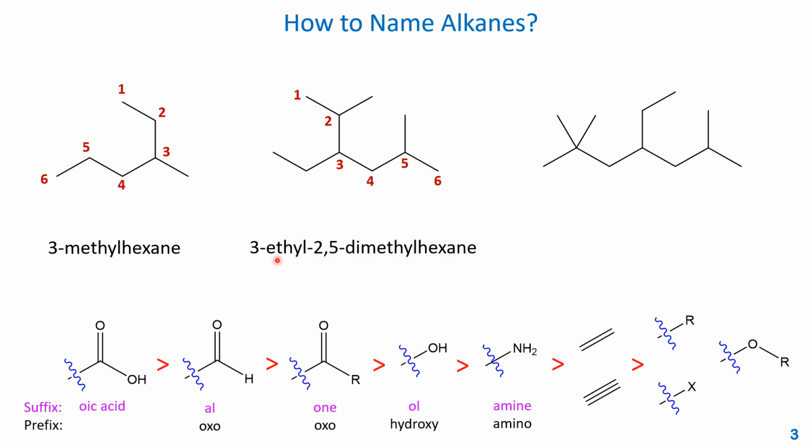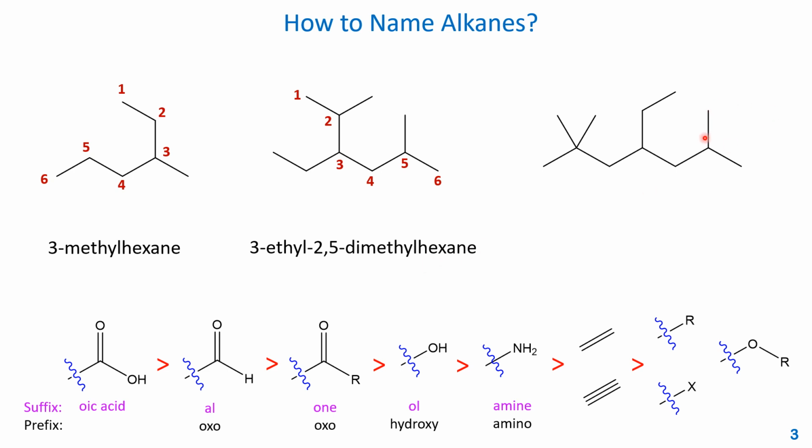That's why the name will be 3-ethyl-2,5-dimethylhexane. Ethyl and methyl, alphabetical order, we need to put ethyl first, 3-ethyl. And then you have 2 methyl groups here. So you have 2, 5 and dimethyl. Di means the number of the same substituents. You have 2 methyl groups, di. Okay. Hex is the prefix of the longest parent alkane.